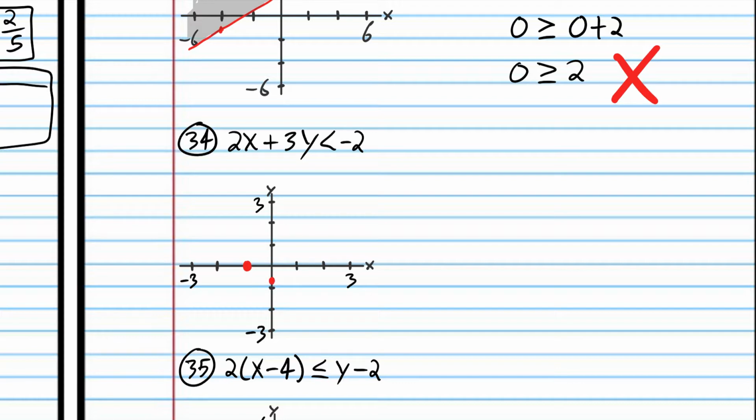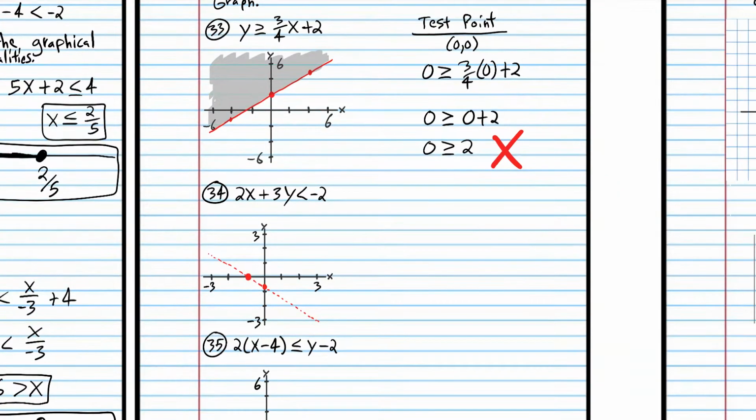And now it's very important to understand that it's not less than or equal to, it's just less than, so we have to use a dotted line. What that means is that the points on the line are not going to work in the inequality, whereas with this problem up here, the points on the line actually worked.